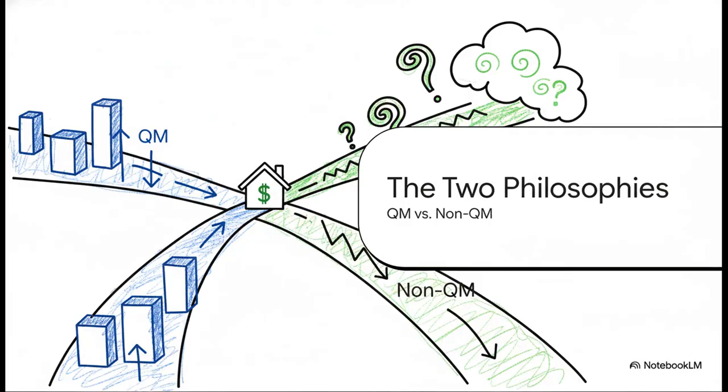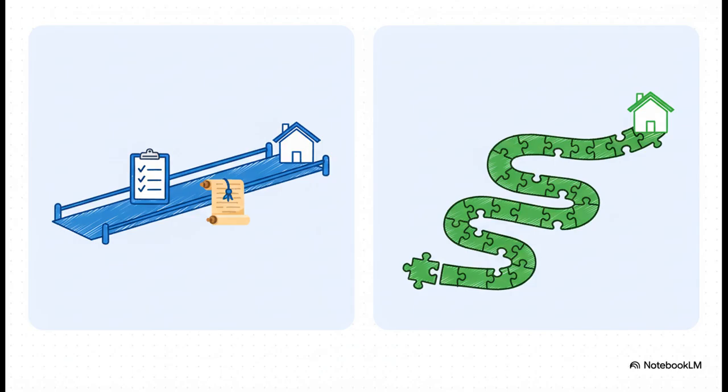Okay, so first things first. Every single mortgage out there starts with a choice between one of 2 big ideas, 2 different ways of thinking about how to manage risk. It's like the first fork in the road for any loan. On one side, you have what's called a qualified mortgage, or QM. You can think of this as the rulebook approach.